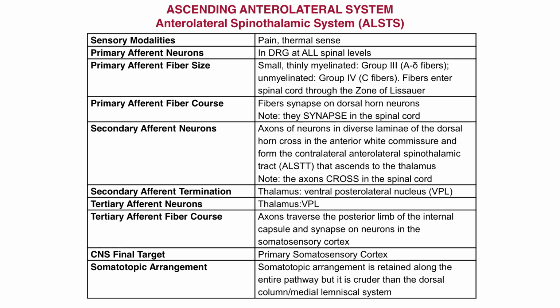All right, and unlike the dorsal column, the fibers synapse on the dorsal horn neurons. Then it gives rise to the secondary neuron, which is the second order afferent neuron, and these then transmit impulses all the way to the thalamus. Again, they carry impulses to the ventral posterolateral nucleus of the thalamus. And from the thalamus, of course, they will then synapse with the third order neurons. These third order neurons will carry impulses to the primary somatosensory cortex. That's the final target. Okay.